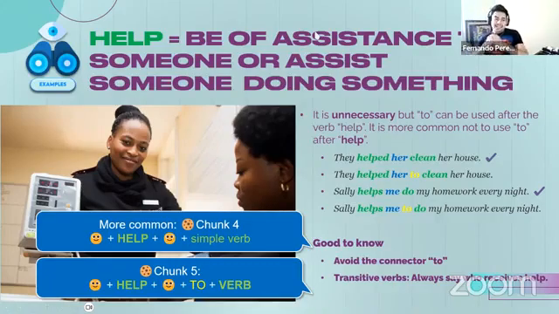Okay, now we're gonna change the verb. No more have and get. We're gonna change it to help. Okay, please read. 1, 2, 3, action.